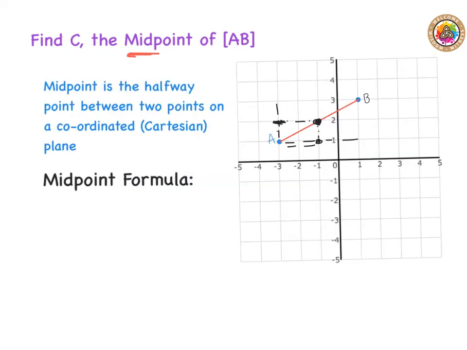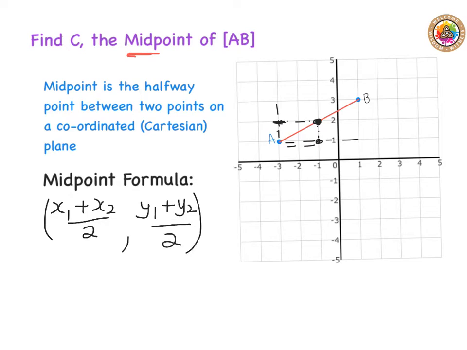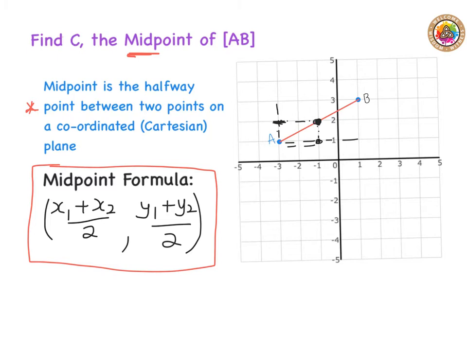So our midpoint formula tells us that the midpoint is equal to x1 plus x2 divided by 2. I'm getting the average of the two x coordinates, and I'm also going to get the average of the two y coordinates, so that's going to be y1 plus y2 divided by 2. Okay, so that's going to be our midpoint formula. Alright, so that's very important to get down into your copies. Likewise, this explanation here of the midpoint. So it's the halfway point between 2 points on a coordinated or Cartesian plane.